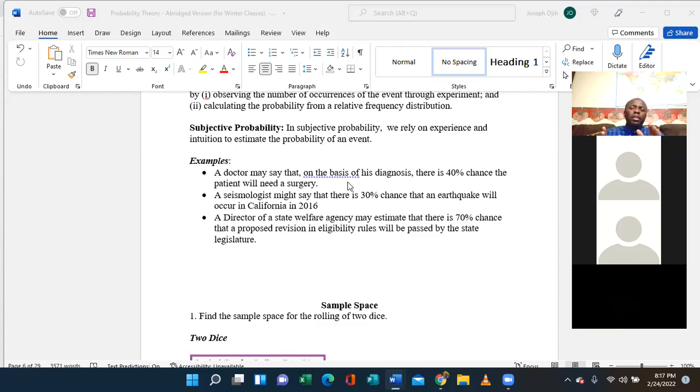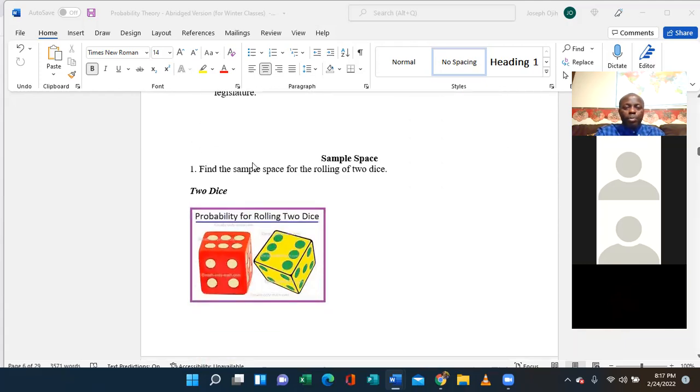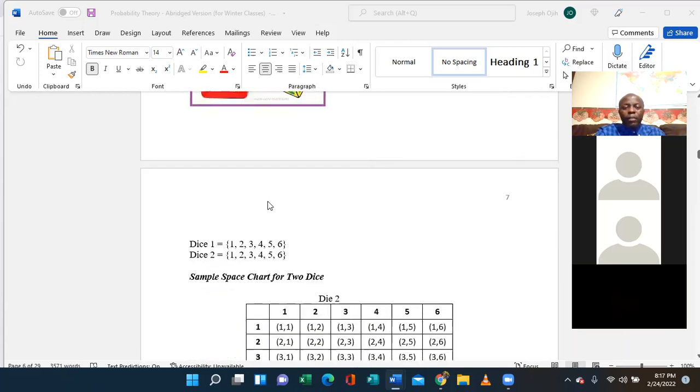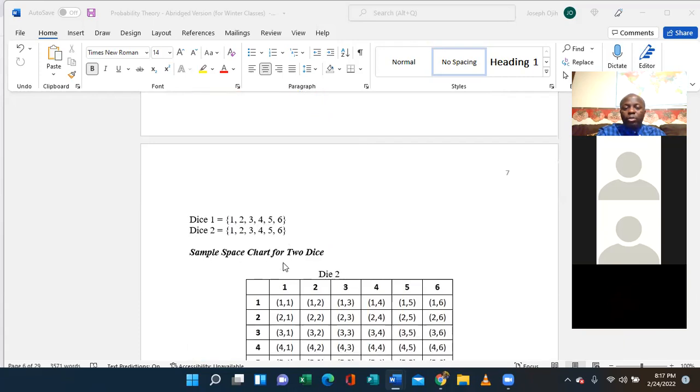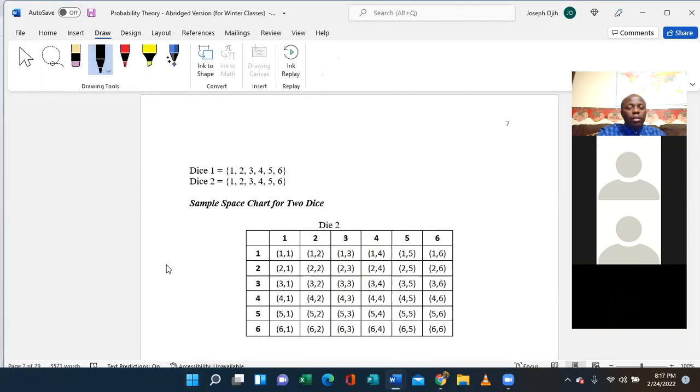Tonight, we're not going to go into the main business of calculating probability of events, but we're going to show you how to estimate the sample space of an event. For example, find the sample space for rolling 2 dice. The first die has sides 1 to 6. The second die has sides 1 to 6. So you're going to have dice 1 and dice 2.